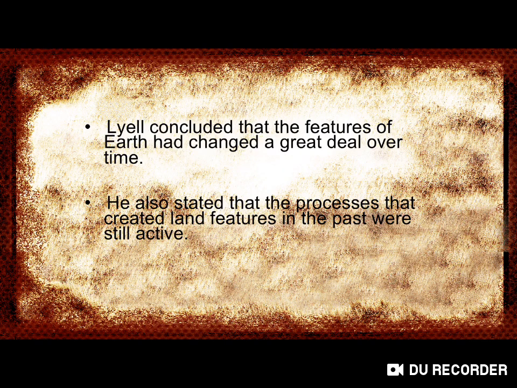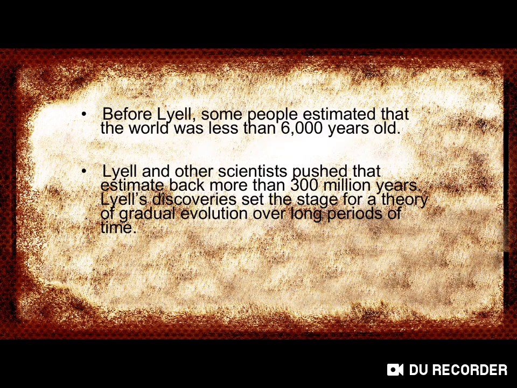Lyell concluded that the features of Earth had changed a great deal over time. He also stated that the processes that created land features in the past were still active. Before Lyell, some people estimated that the world was less than 6,000 years old. Lyell and other scientists pushed that estimate back more than 300 million years. Lyell's discoveries set the stage for a theory of gradual evolution over long periods of time.